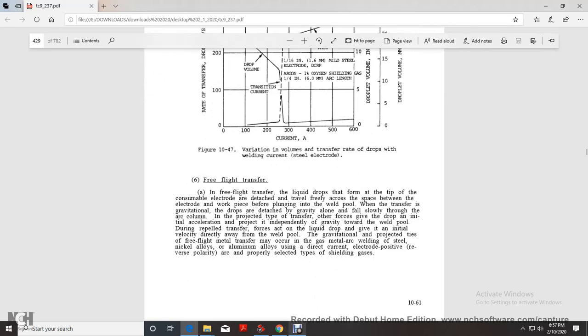Now, free flight transfer. In free flight transfer, liquid drops form at the tip of the consumable electrode arc.